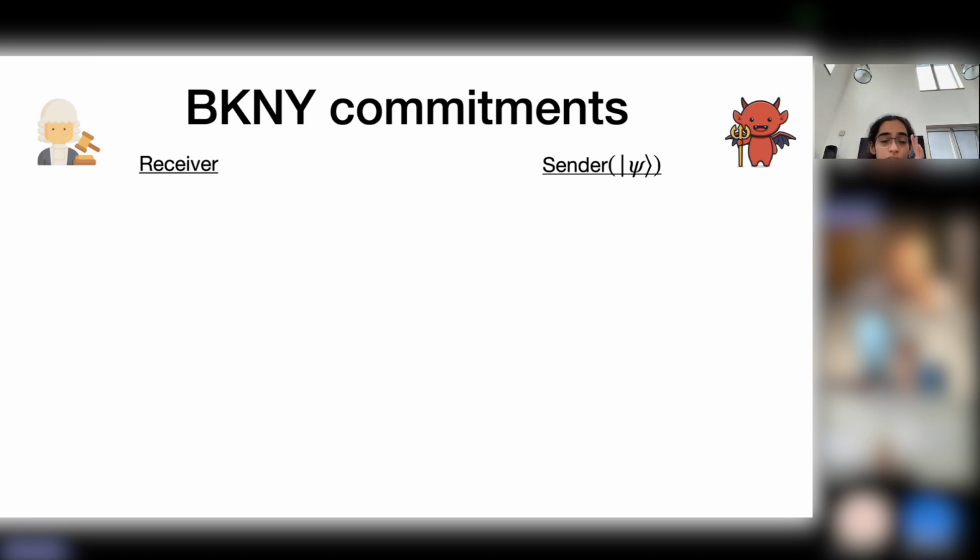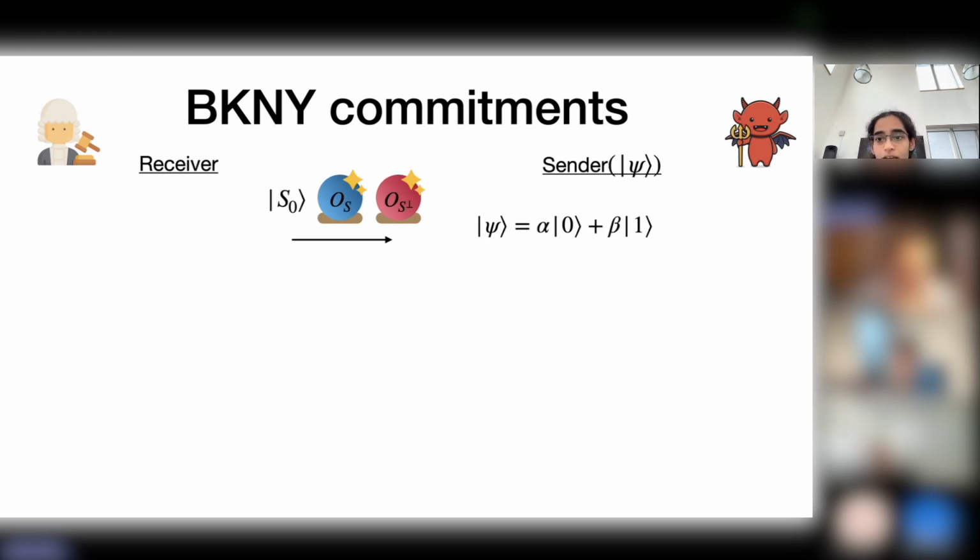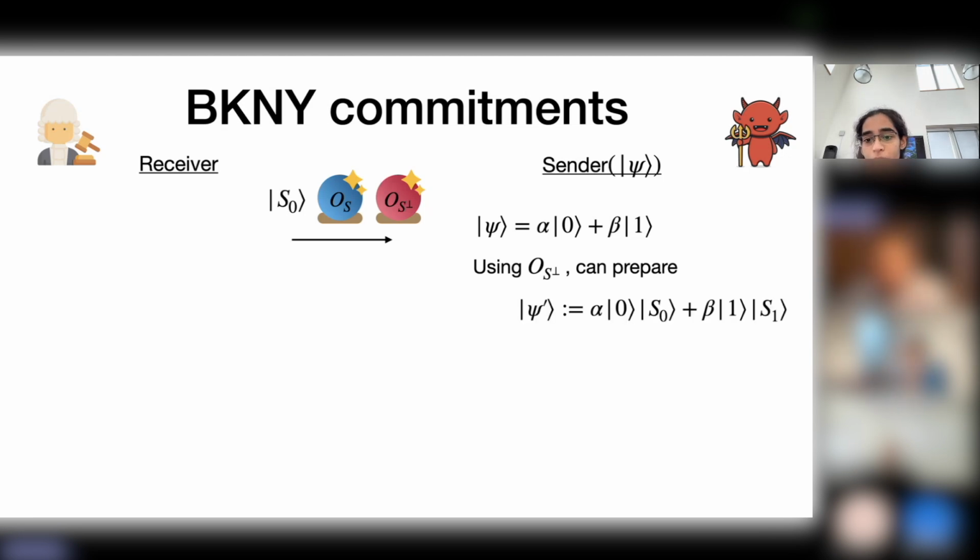Okay, so let's look at what BKNY does to make these commitments. Alex already sort of sketched this construction, but the keys are this subspace state along with these oracles. And the sender has, let's say, one qubit, a quantum state, alpha ket 0 plus beta ket 1. So now, using this dual oracle, it can prepare the following state. It prepares psi prime, which is 0 entangled with S0 and 1 entangled with S1.